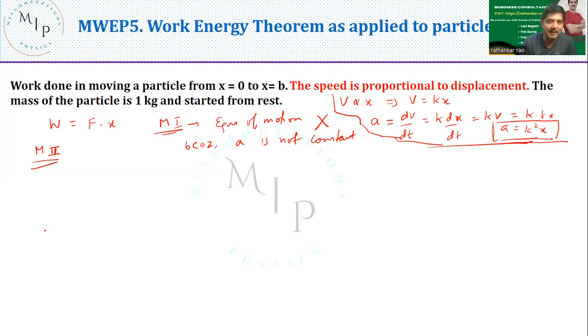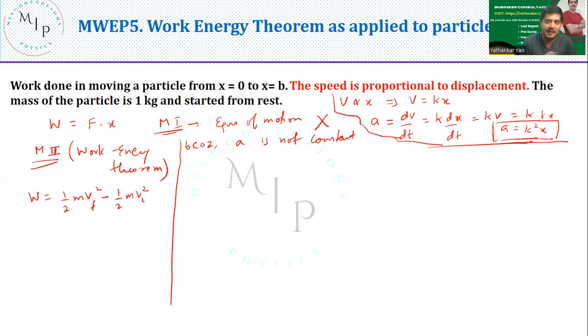Okay, now let us look at M2. What is M2? M2 is nothing but your work energy theorem. Let us see whether we can apply this or not. Work energy theorem can be applied at any point. So what does the work energy theorem say? Work done is equal to half m vf square minus half m vi square. This is what it tells you.